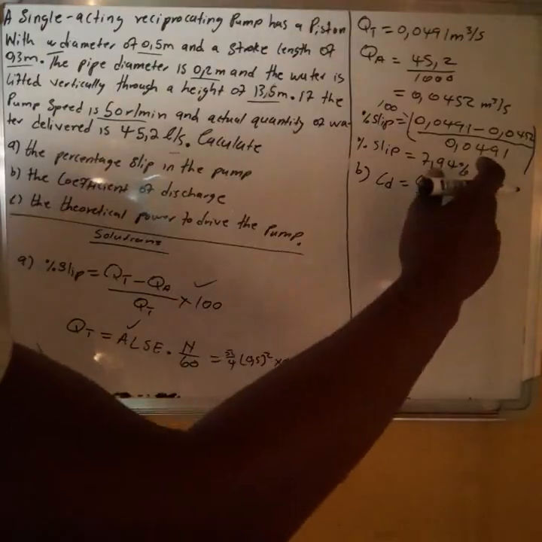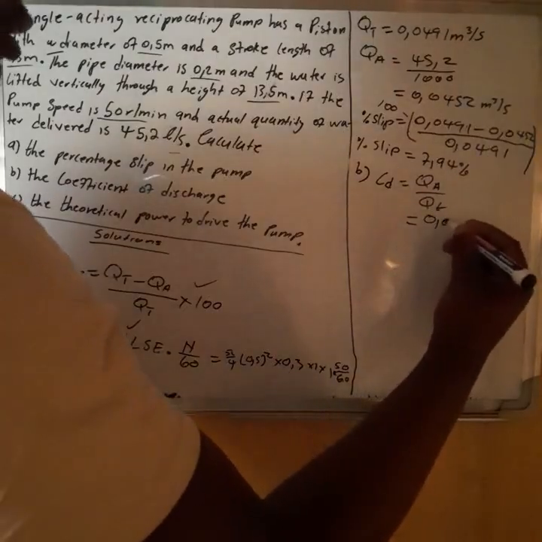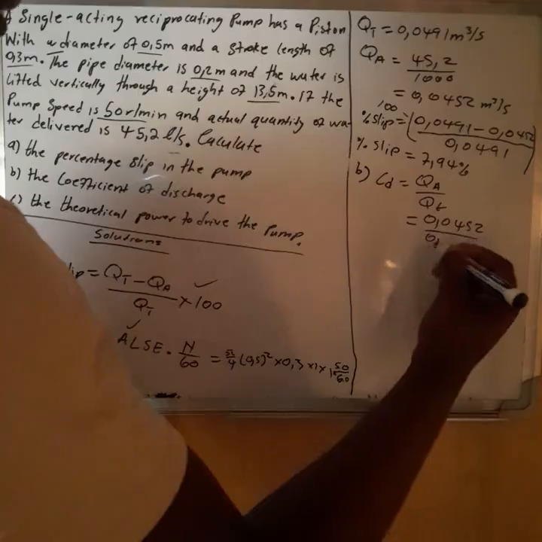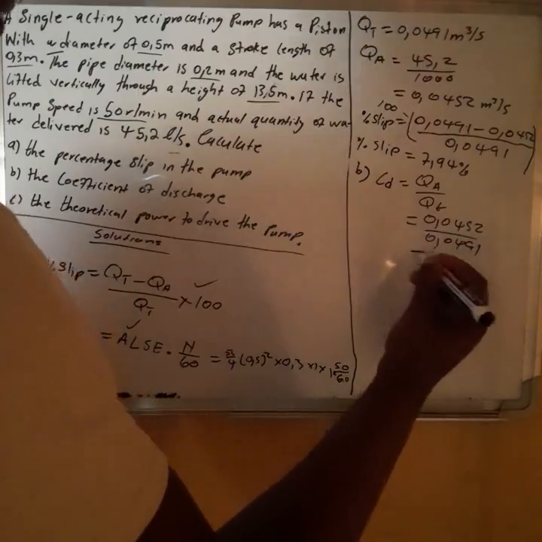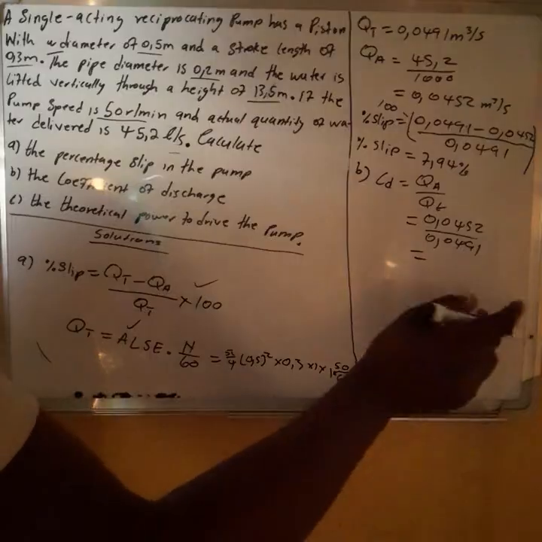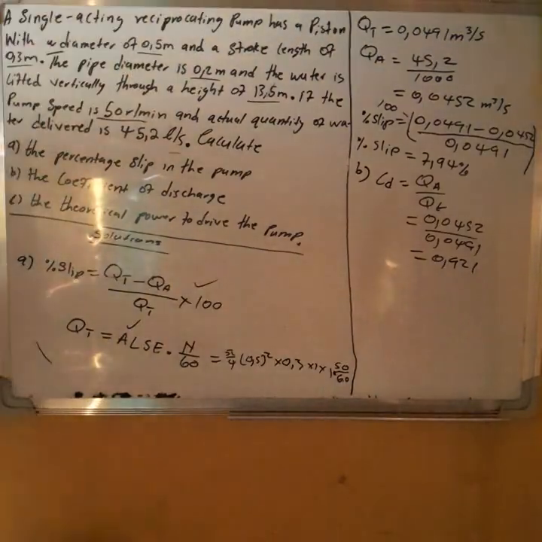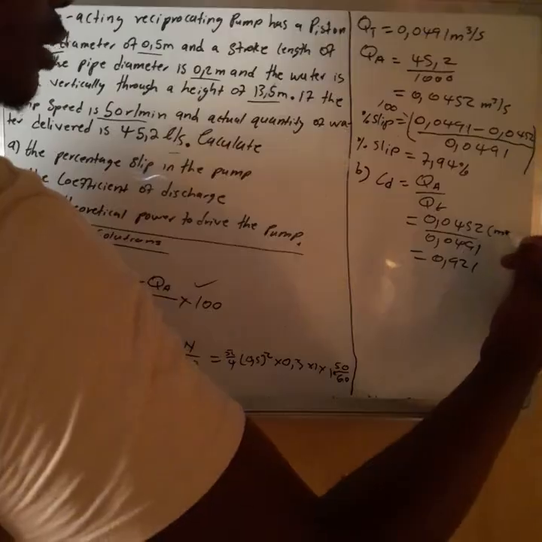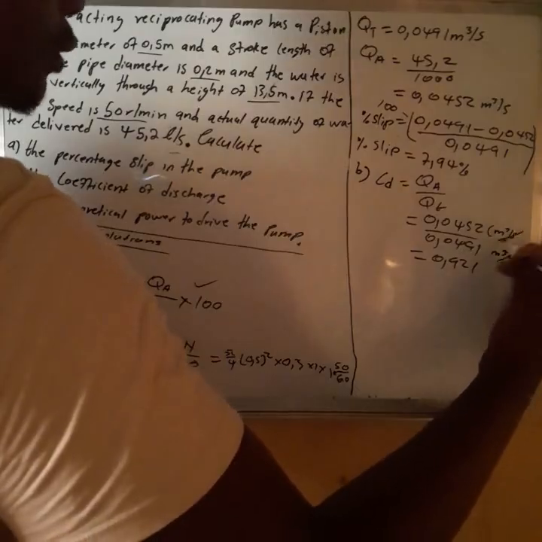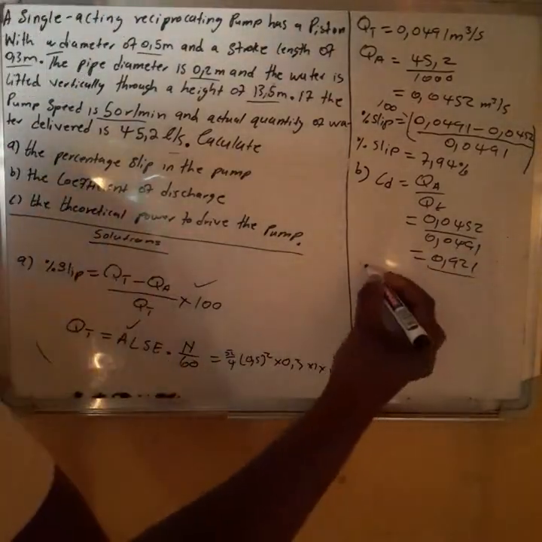We have calculated it. Actual is 0.0452 over 0.0491. Right, this is what we know. We'll have 0.921. It has no SI units. Remember, these are measured in cubic meters per second, so the SI units will cancel, and this will have no SI units. This is the answer.